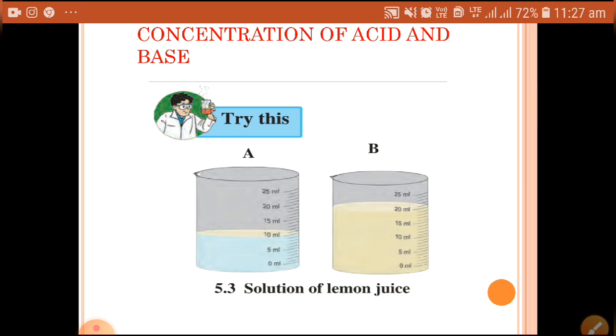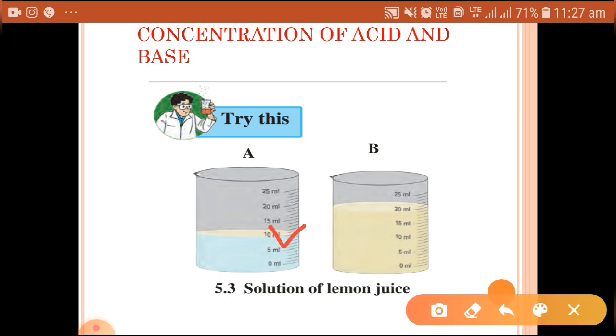Then pour 10 ml of drinking water in 1 beaker and 20 ml in the second. You can see here 10 ml water in the first, 20 ml in the second. Don't get confused by the color of the solution. This color is given wrong by mistake, but both the solutions will have nearly the same color. In your textbook the color is given wrong by mistake. So you ignore that color, only understand the concept.